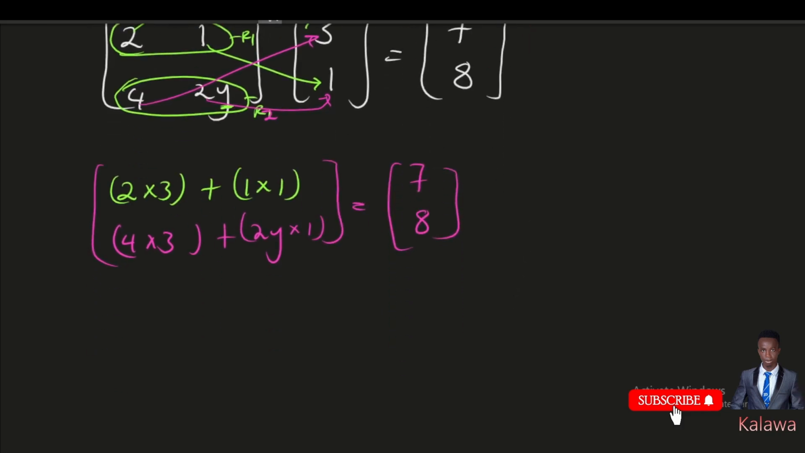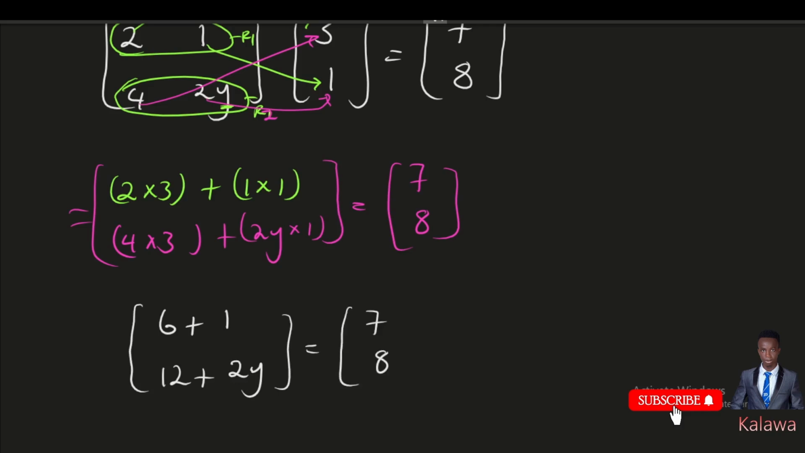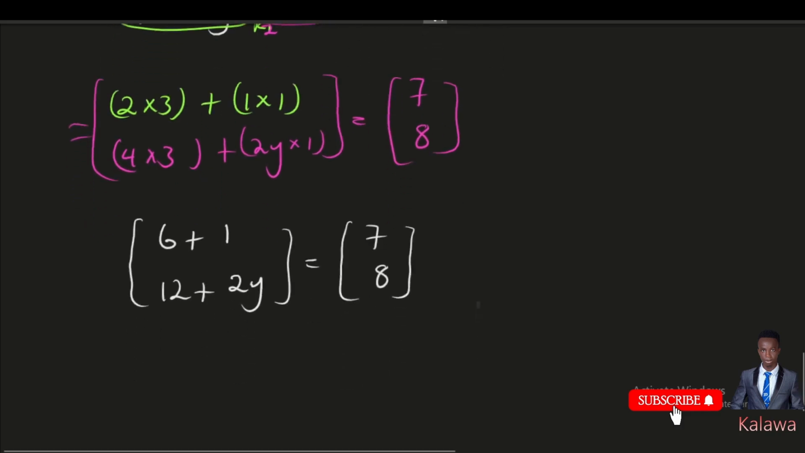I hope we are following. So we proceed. We say 2 times 3 is 6, plus 1 times 1 is 1. 4 times 3 is 12, plus 2y times 1. This is going to give me 2y. And all of these must equal 7, 8. Remember, we are looking for y.